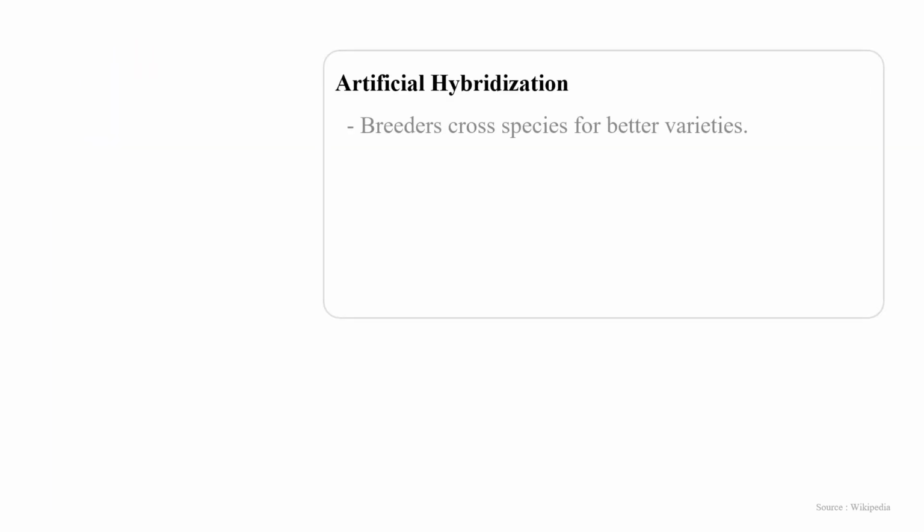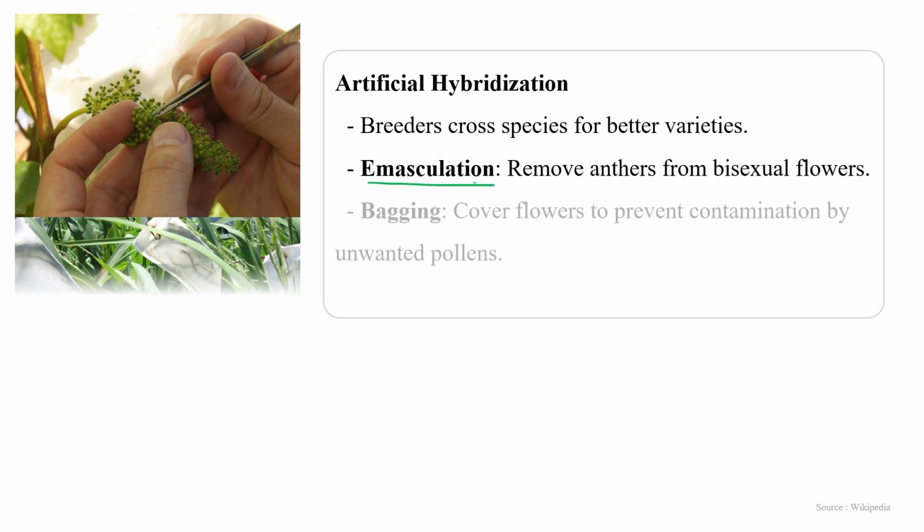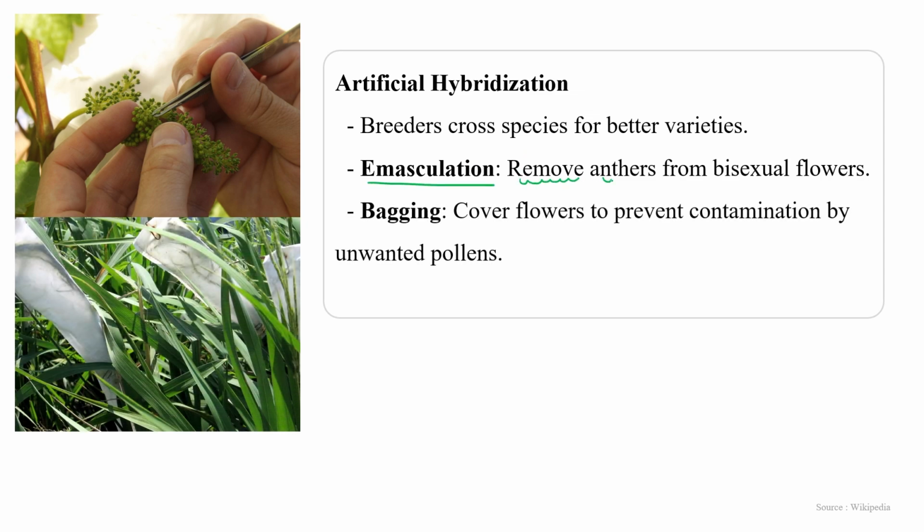Now artificial hybridization. Artificial hybridization is used by breeders. Breeders cross different species to develop better varieties, and for that they use various techniques. The first one is emasculation. Emasculation means removal of anthers from a bisexual flower, so that the anthers will not transfer pollen during pollination to the stigma of the same flower. This is known as emasculation.